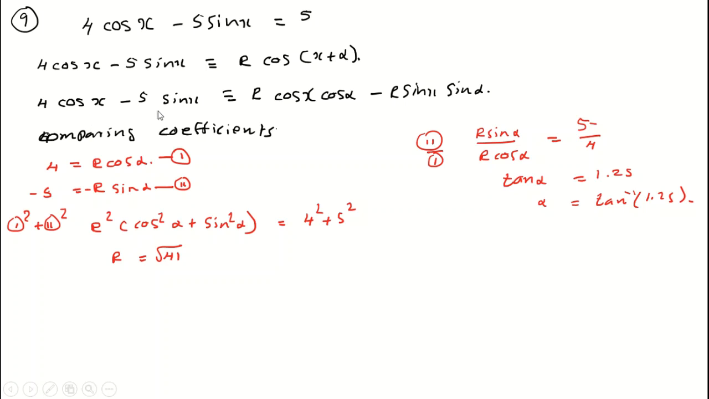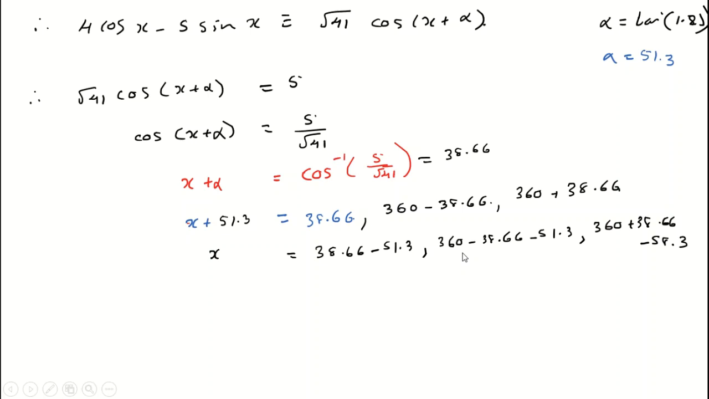4 cos x minus 5 sin x is equal to r cos alpha, r minus r sin x, right? Comparing the coefficients here also, we can take 4 is equal to r cos alpha, and 5 is equal to r sin alpha. So 4 squared plus 5 squared will give you r is equal to root 41. We have done this many a times, so I'm not going to elaborate on this. Tan alpha, you can divide these two, r goes off. Tan alpha is equal to 1.25, alpha is equal to tan inverse 1.25.